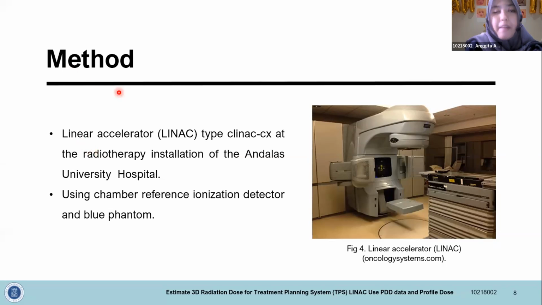Next, for the method. In this research, the linear accelerator used is the Clinac CX at the radiotherapy installation of the Andalas University Hospital. And for percentage depth dose and dose profile data, we used a reference chamber ionization detector and a blue phantom as a substitute for the human body.